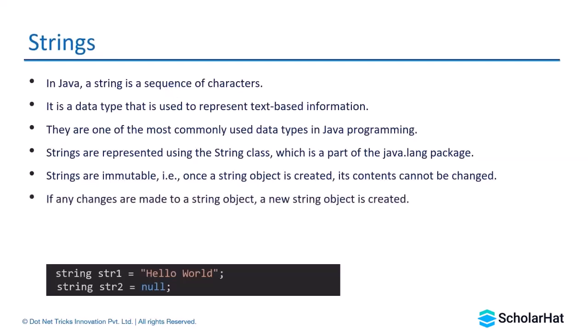If any changes are made to a string object, a new string object is created, but as I discussed, strings are immutable, so once the string object is created, the content of that particular string cannot be changed. This makes the string in Java more secure and thread safe. Something which is immutable is thread safe or vice versa.